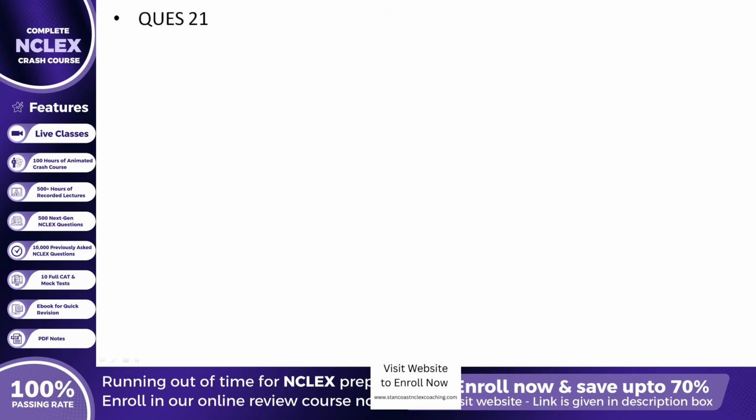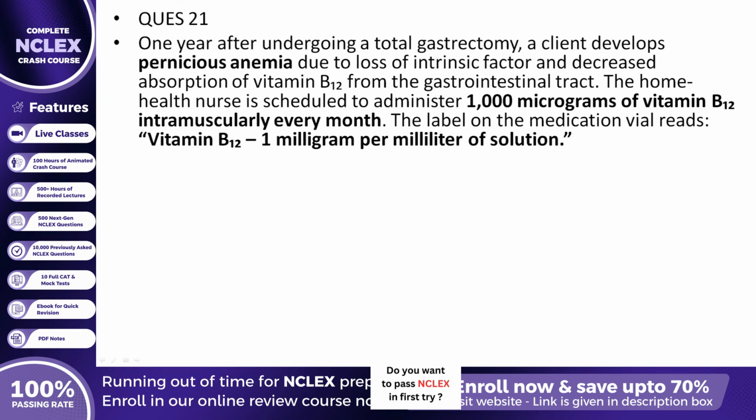Let us transition smoothly into this NCLEX-style dosage calculation question that blends pharmacology, math precision, and clinical reasoning. 1 year after undergoing a total gastrectomy, a client develops pernicious anemia as a result of loss of intrinsic factor and decreased absorption of vitamin B12 from the gastrointestinal tract. The home health nurse is scheduled to administer 1,000 micrograms of vitamin B12 intramuscularly every month. The label on the medication vial reads, vitamin B12, 1 milligram per milliliter of solution. So the critical question is, how many milliliters should the nurse accurately withdraw for administration?